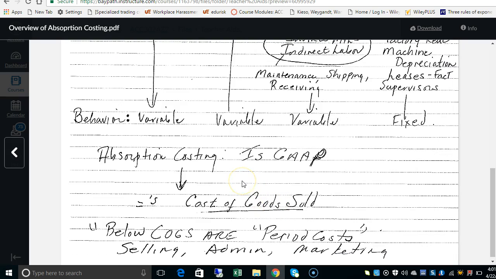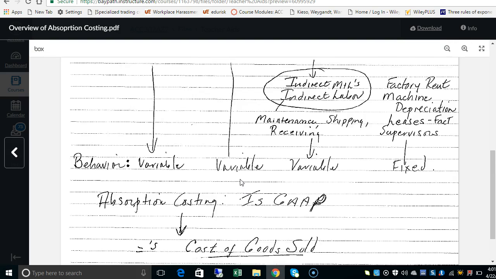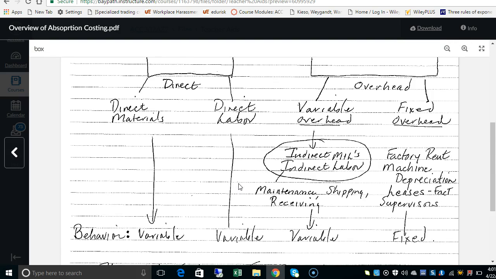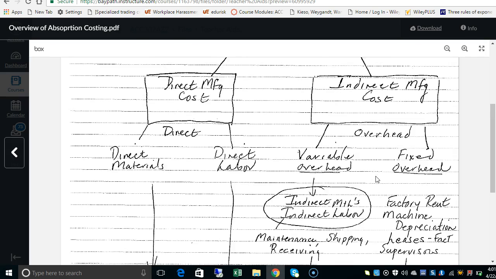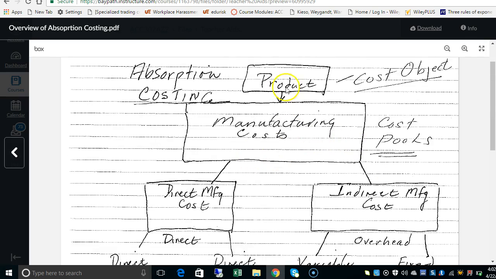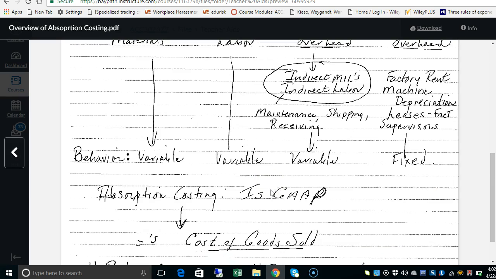Absorption costing is GAAP. So in other words, if you're producing a generally accepted accounting principle income statement, you must use absorption costing. That is, you must use direct materials, direct labor, your variable overhead, and your fixed overhead allocated to your product cost, and your direct manufacturing cost to your product cost.